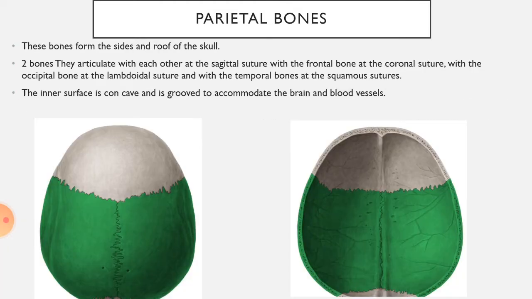The next is the parietal bone, which forms the sides of your cranium and also the roof of your cranium. You can see that these are two in number and are joined by a suture, which we will discuss later. For the time being, just remember that there are two parietal bones, and these form the sides and the roof of your cranium and are joined in the midline by a suture.